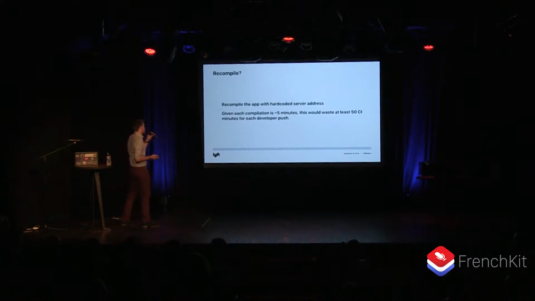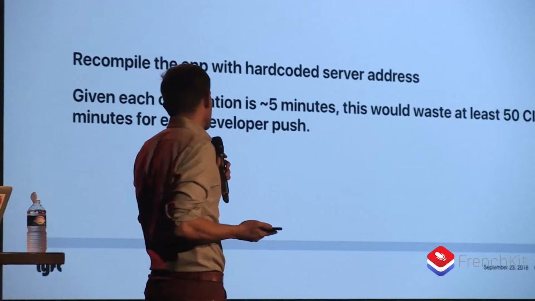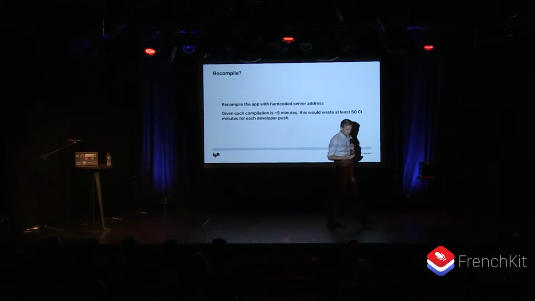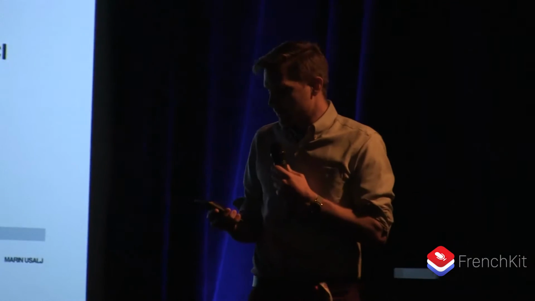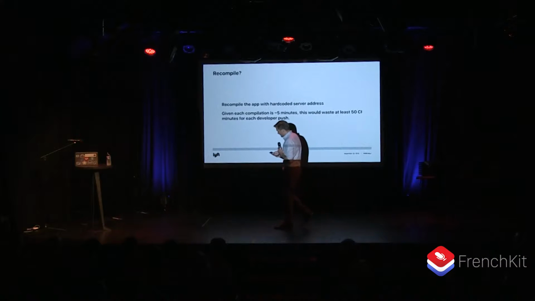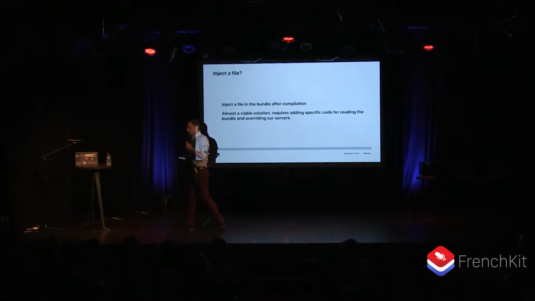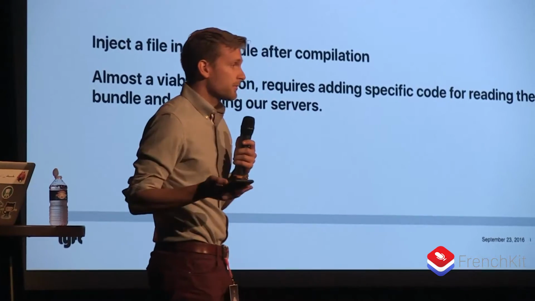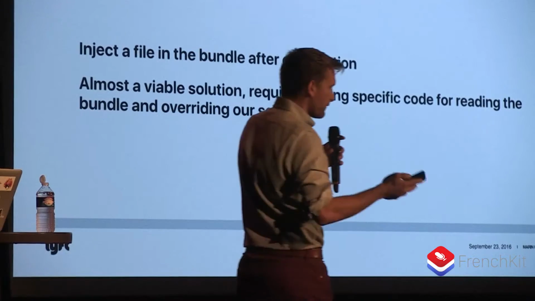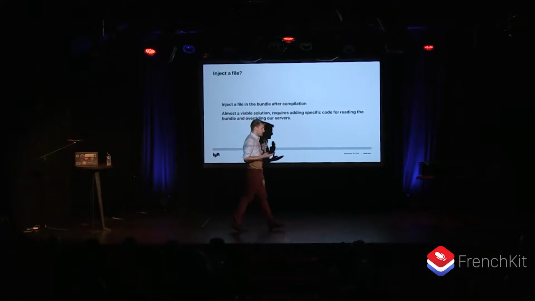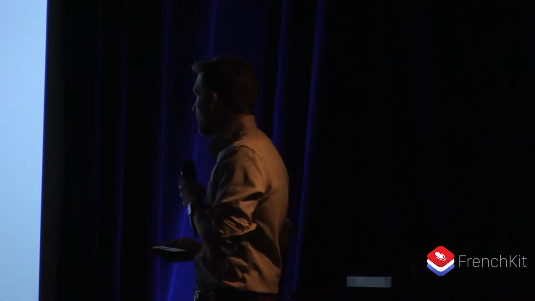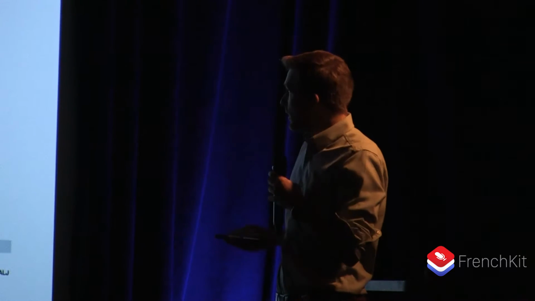So what are the options? We can recompile the app with the new server every time you push, but let's say the compilation time is around 5 minutes. If we spin 10 simulators, this is 50 minutes of CI wasted. So let's not recompile. Another approach is we can inject the file. So we create a new server box. We know the URIs. We inject the file in the bundle, but then we need to add specific code to read this. So this was almost a solution, but it required a lot of specific code for reading the bundle.